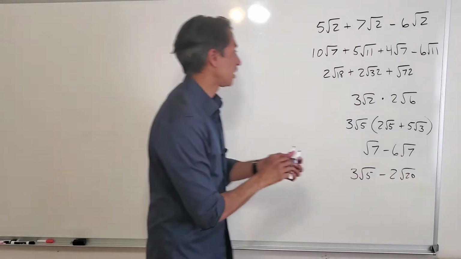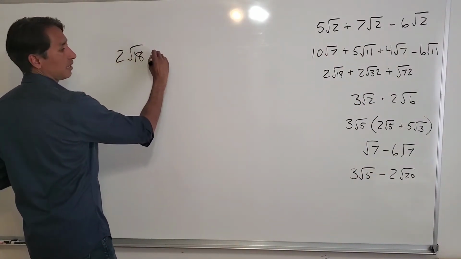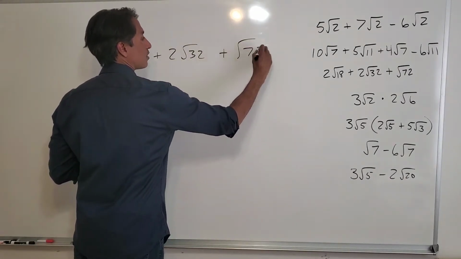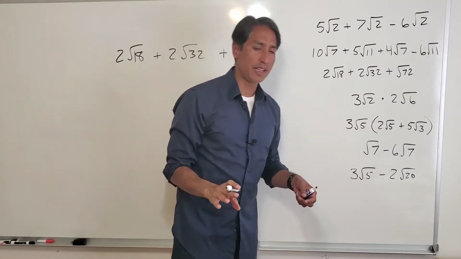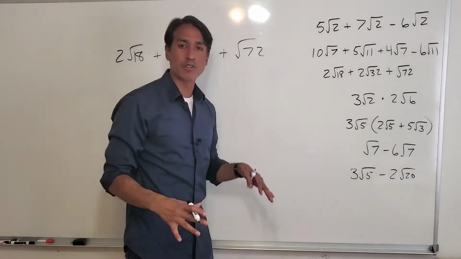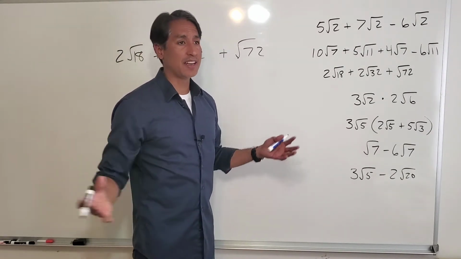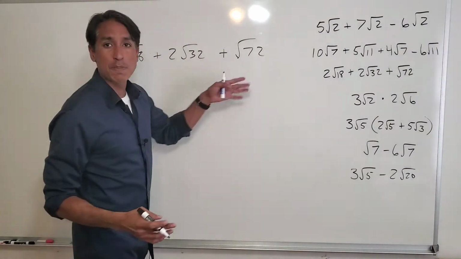The next one's a little tricky because all the square root things are different. 2 root 18, 2 root 32, and then square root 72. So looking at it, I'm assuming that what they're going to want you to do is get them all down to the same amount of square root stuff, or at least that's probably what's going to happen, and then combine everything once you're done. So I'm just going to go piece by piece, okay?